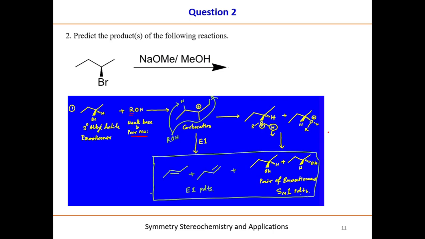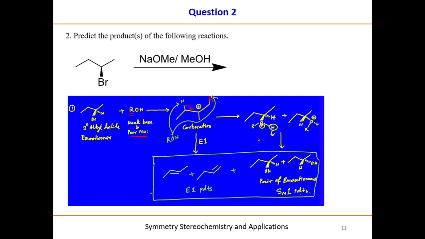The other way is that it will undergo an E1 elimination reaction. The E1 elimination will be done by abstraction of this proton, and the double bond formation will take place here. The base can abstract this proton, or it can abstract this other proton. Depending on the abstraction, we will get two products here. This is hydrogen only.